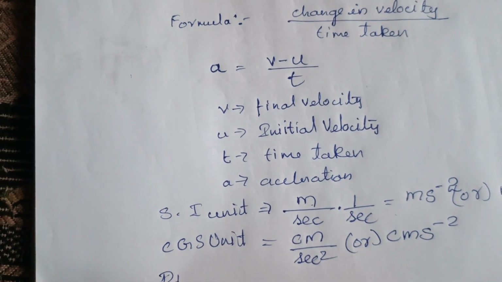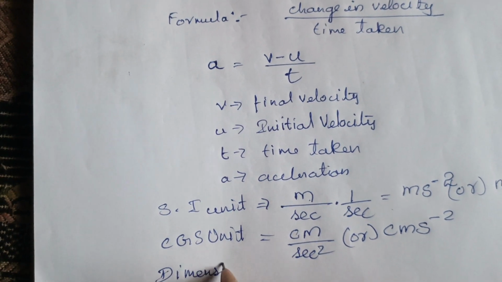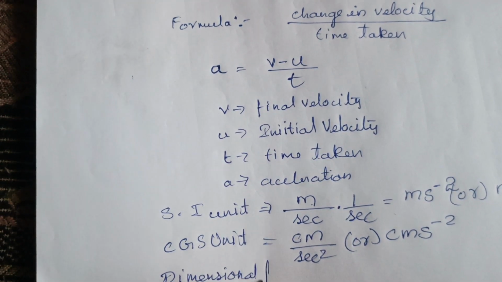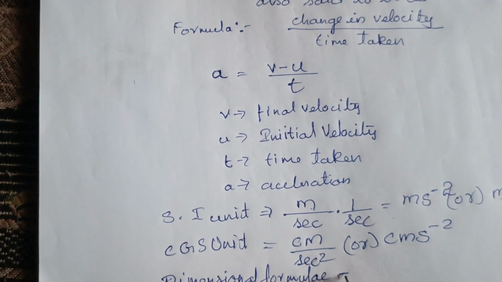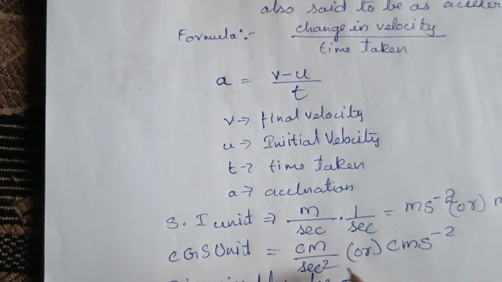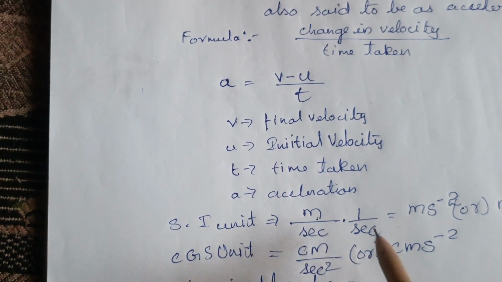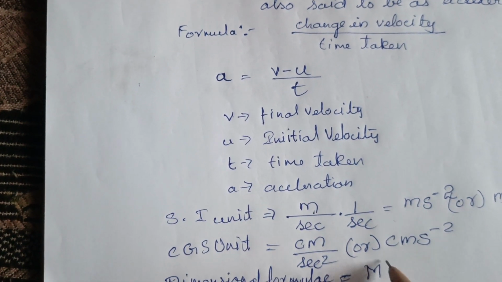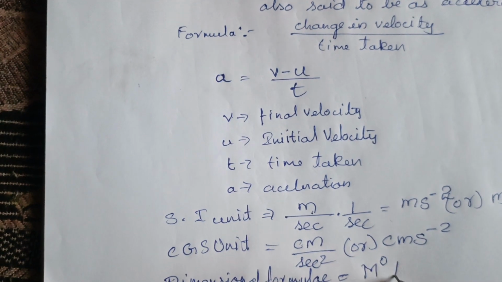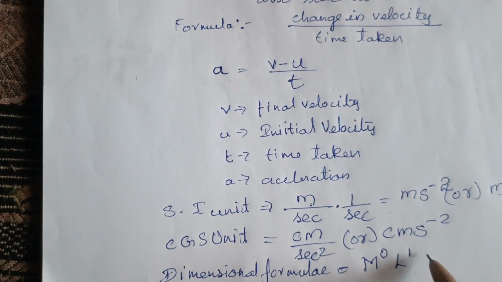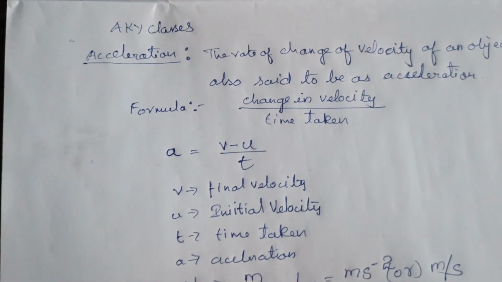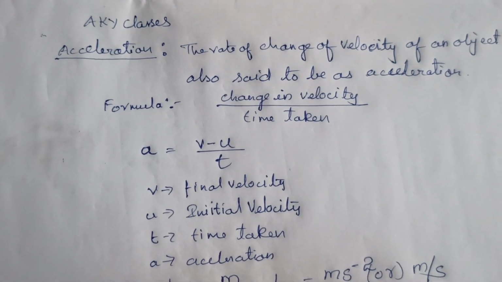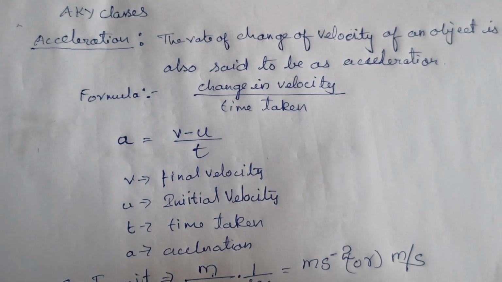And the dimensional formula: how would it be? Here we have mass, which is considered as power 0, then L power 1 and T power minus 2. So this is about acceleration, the rate of change of velocity of an object.